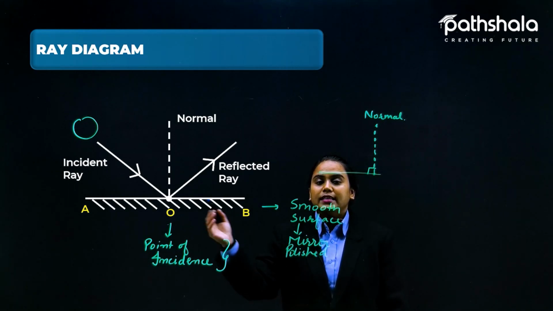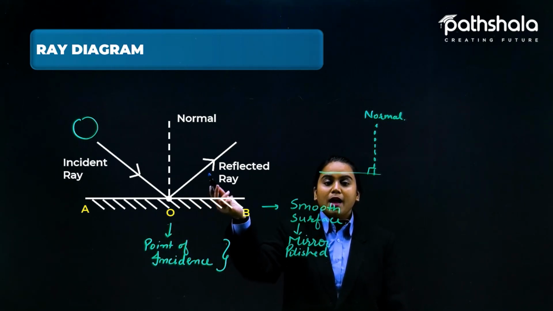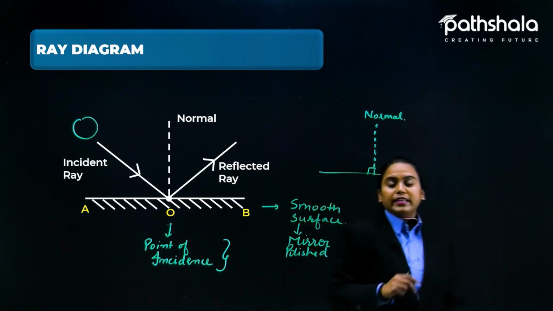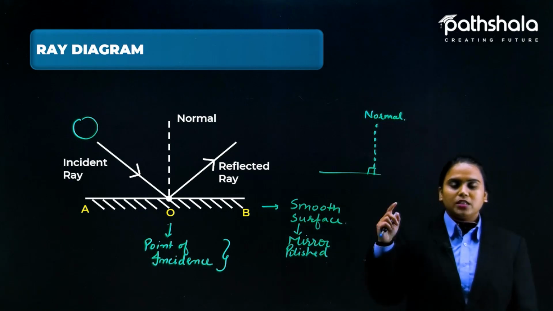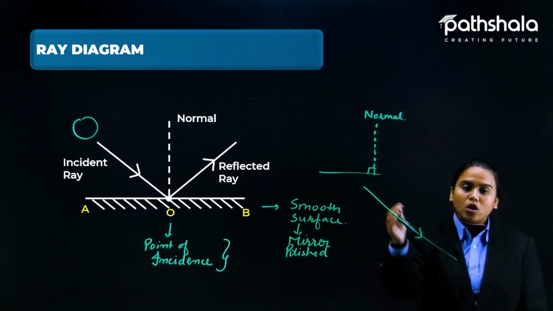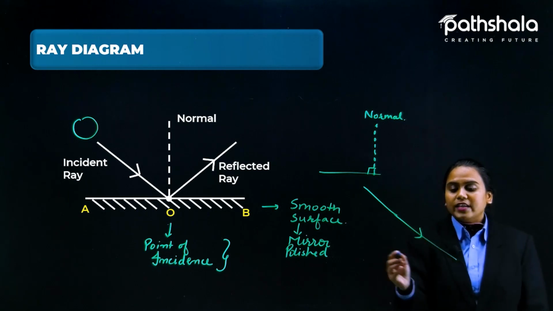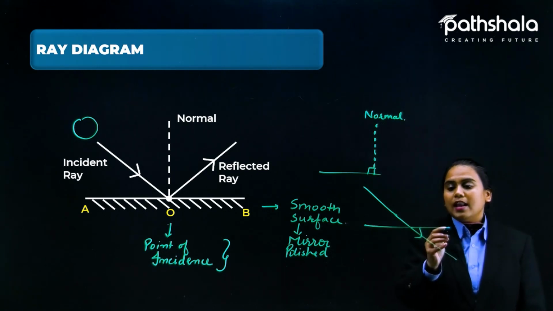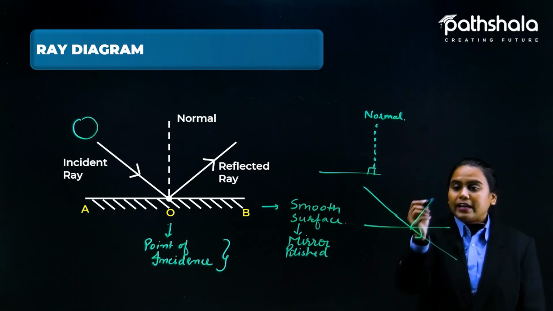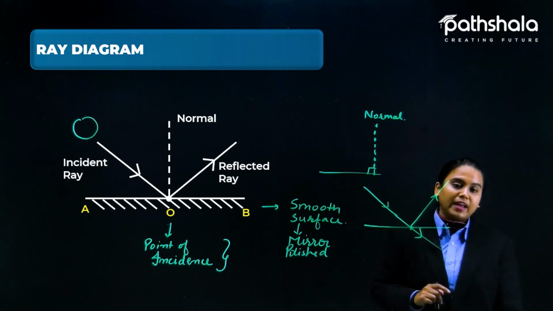Now, students, as you can see, after striking at the point of incidence, this light is bouncing back. It is deviating its path. If this smooth surface were not here, this light would automatically pass on and go on again and again. But because something is blocking the way of this light, it deviates from its path, and that deviation is known as the reflected ray.